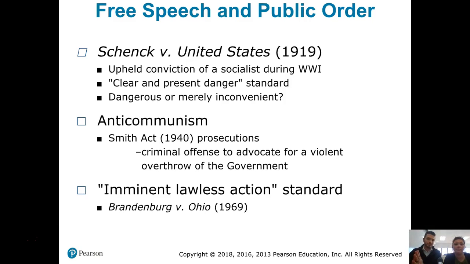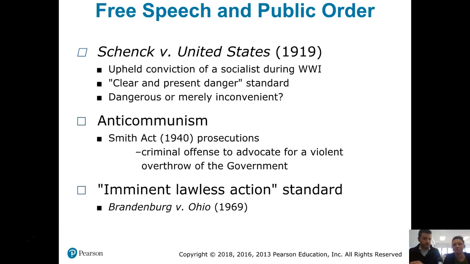Schenck v. United States is required. And it's also pretty interesting. This is the reason why you can't just go into a public place and yell fire, or say bomb on an airplane. This is the court case that is the reason why you can't do that.